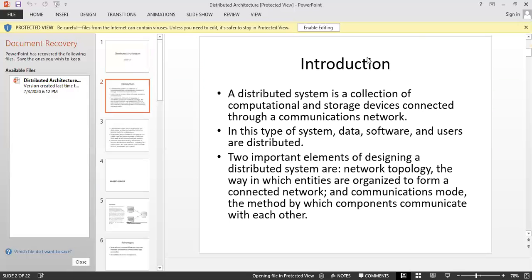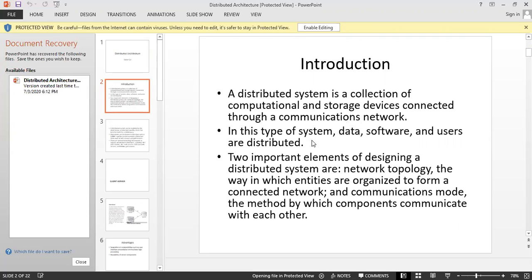So, in this architecture, a distributed system is a collection of computational and storage devices connected through a communications network. Here, the computational devices are the laptop, PC, mobile phone, smartphone, printers, etc. And the storage devices are the RAM, ROM, and the hard disk, etc. So, a distributed system is a collection of these two devices connected through a communication network. In this type of system, all the components like data, software, and users are distributed.